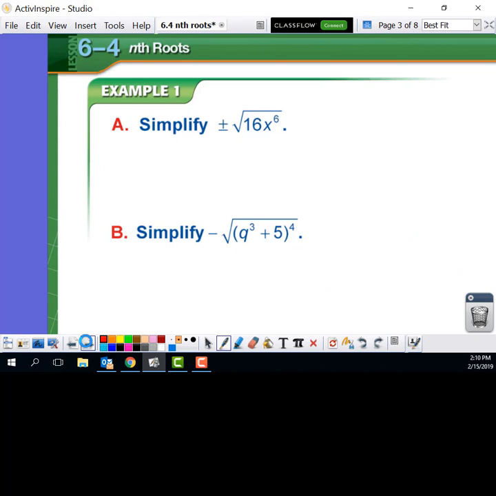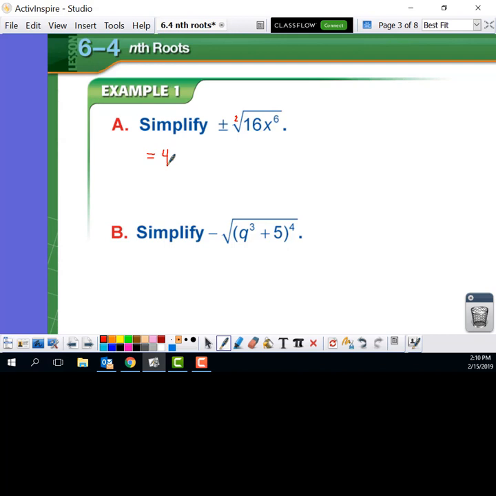Okay, so here's two pretty simple problems. A asks us to simplify the square root of 16x to the 6th. Now this should look really familiar to us because this is the most common root, a square root. You obviously know if you see a radical without an index shown, you can assume that it's square. So we all probably know that the 16 is going to come out of that radical as a 4. Now let's talk for just a minute about the x to the 6th.